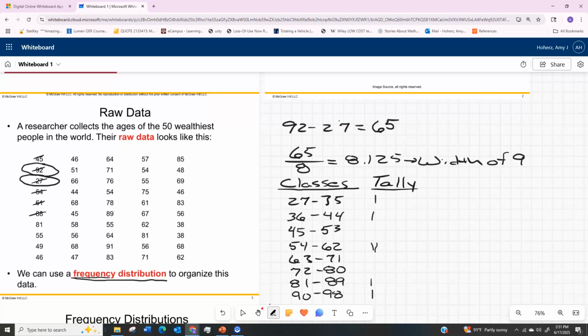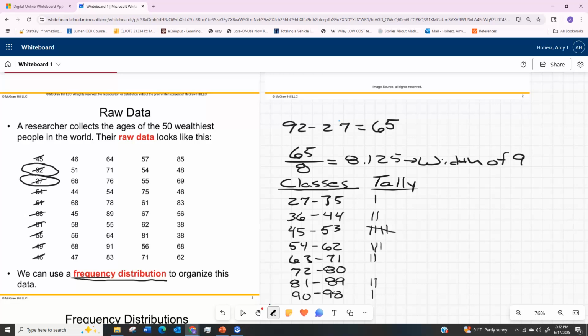81, 55, 81, 55, and then 49 and 46 would both be in that class. Okay, so that's what they would do for all 50 of those. You know, you'd pick back up here, 46, 51, 66, 44, 68, 45. I wanted to get the one where we could mark.